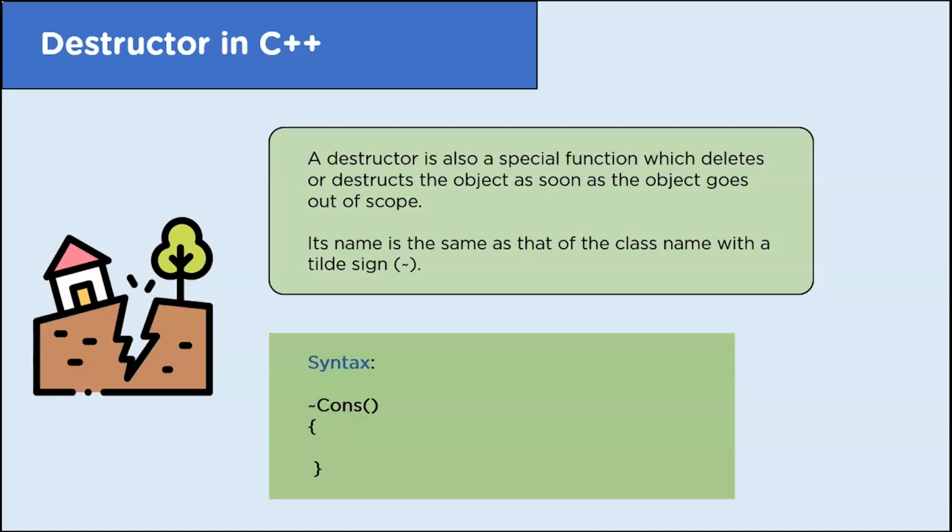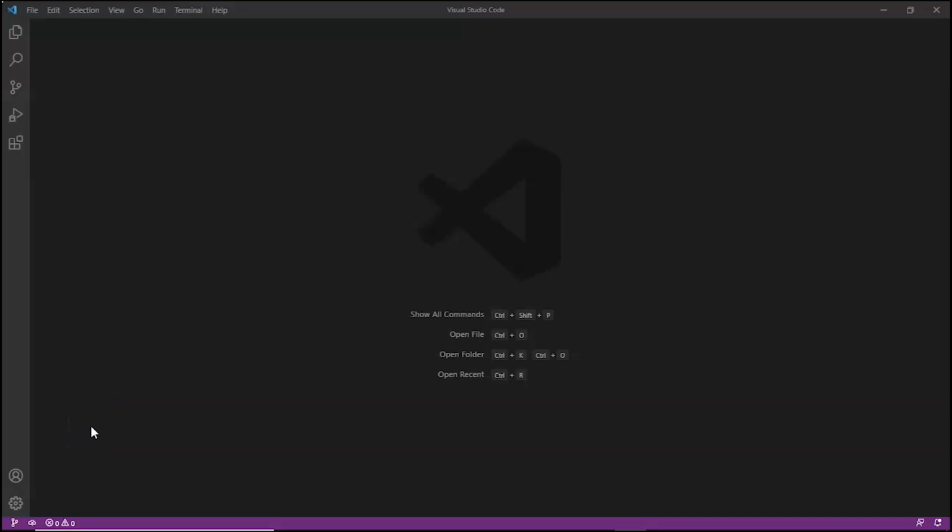So as we have covered the theoretical aspect of this topic, let's go ahead to our code editor and cover the practical examples on this topic as well. So this is Visual Studio Code, and here we will do some examples of constructors and destructors in C++. So let's start with the default constructor example.